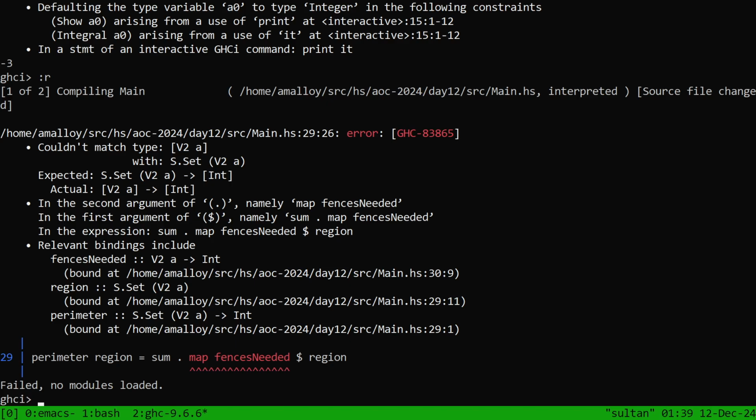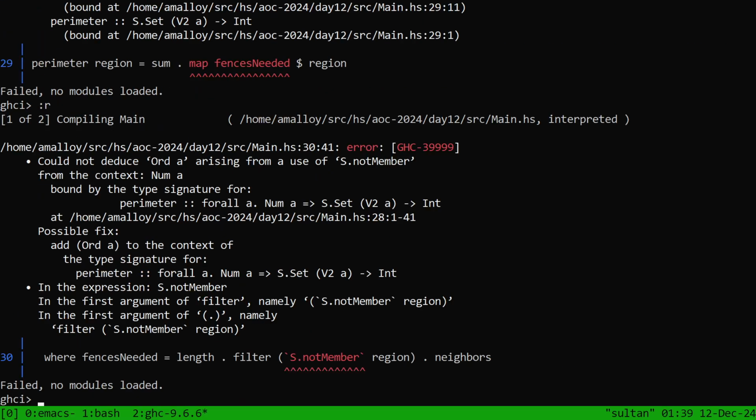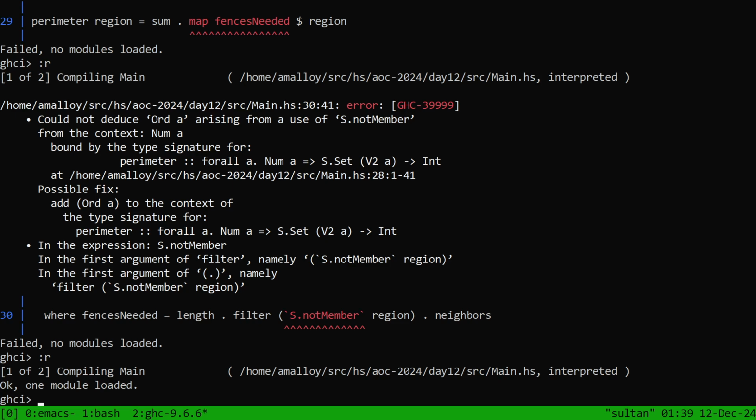A list of v2 and a set of v2. Oh, right. Map fences need, map expects a list, and I'm giving it a set. I think I can just, I'll just do this. Convert it to a list. No? Oh, you're right. We do need ORDA, because we have a set and we're doing stuff to it. Great.